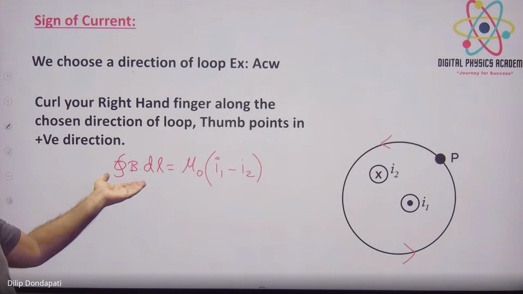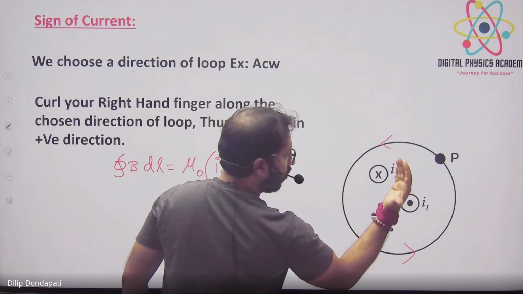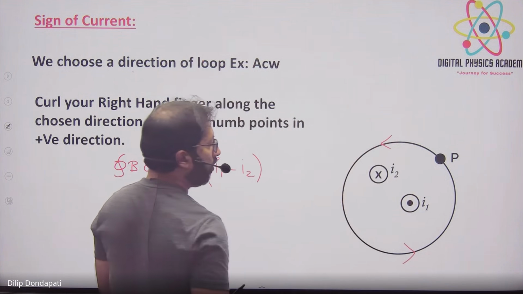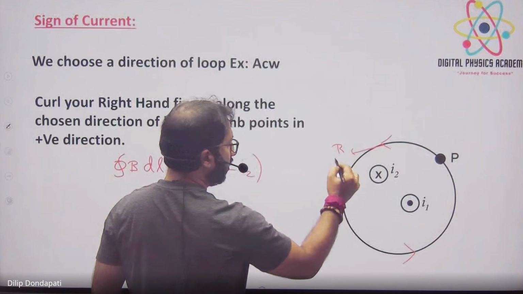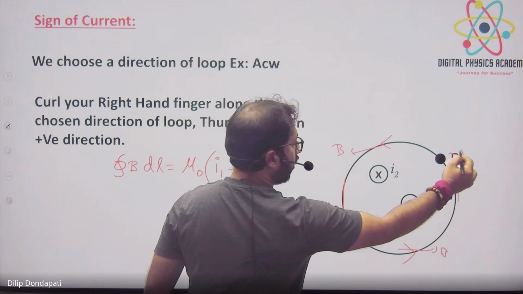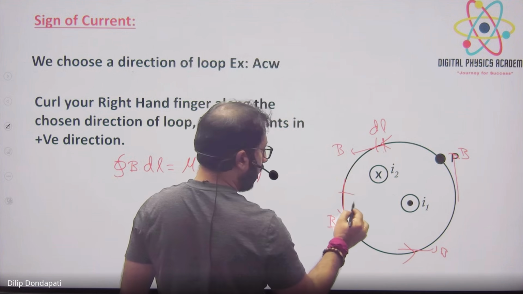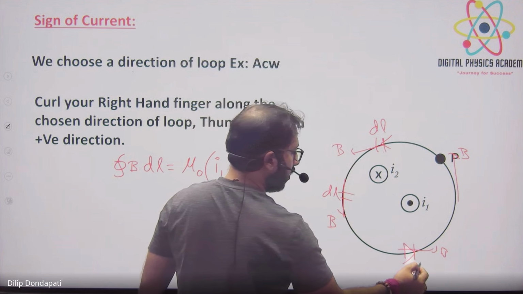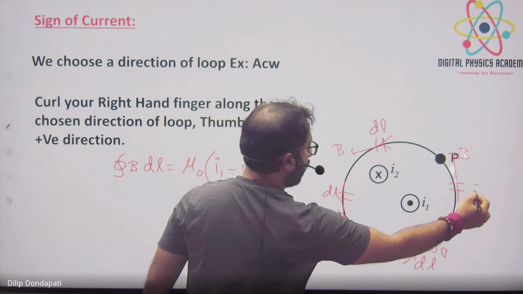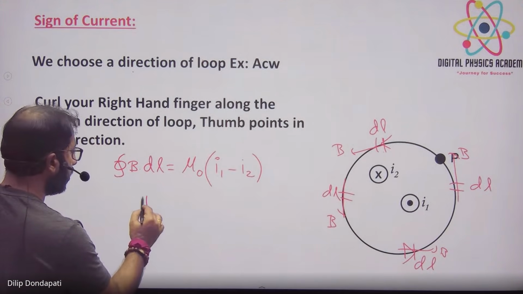And same way magnetic field, since I took this as positive. Thumb indicates the direction of current and curled fingers indicate the direction of magnetic field, right? So same way magnetic field is like this. And dl vector will be in the direction of the loop. You will solve the rest later. So now we are not solving for the magnetic field. We are just trying to understand how I inside comes. From this we can find the magnetic field easily.